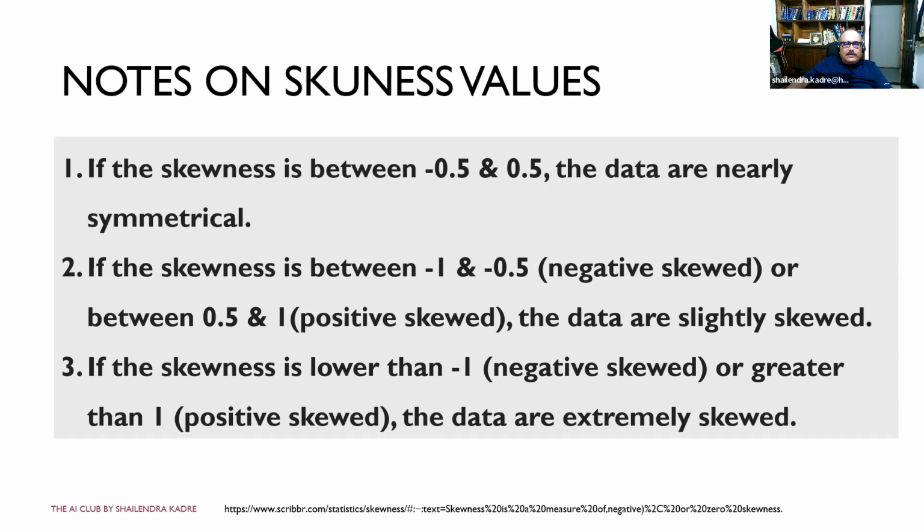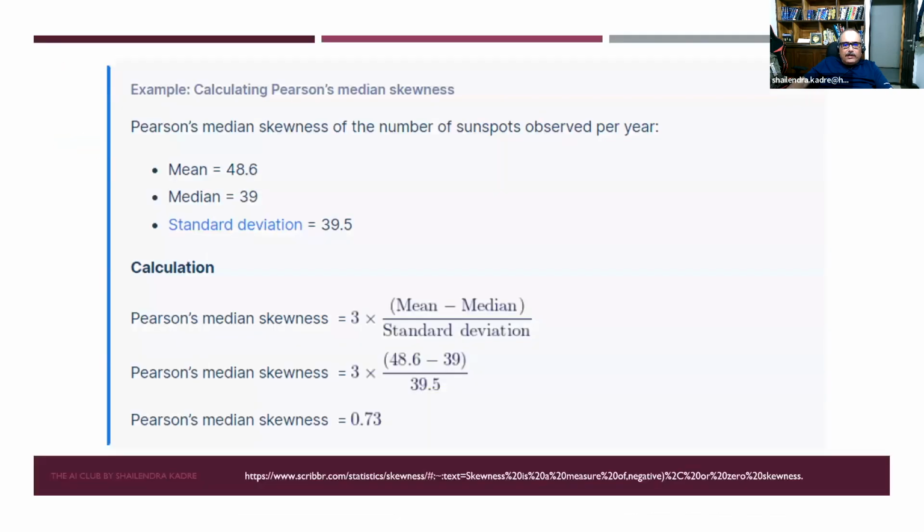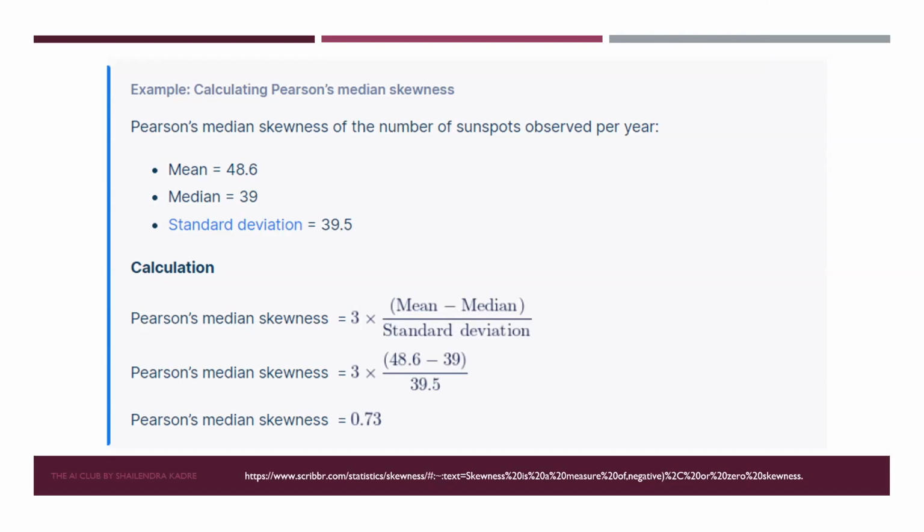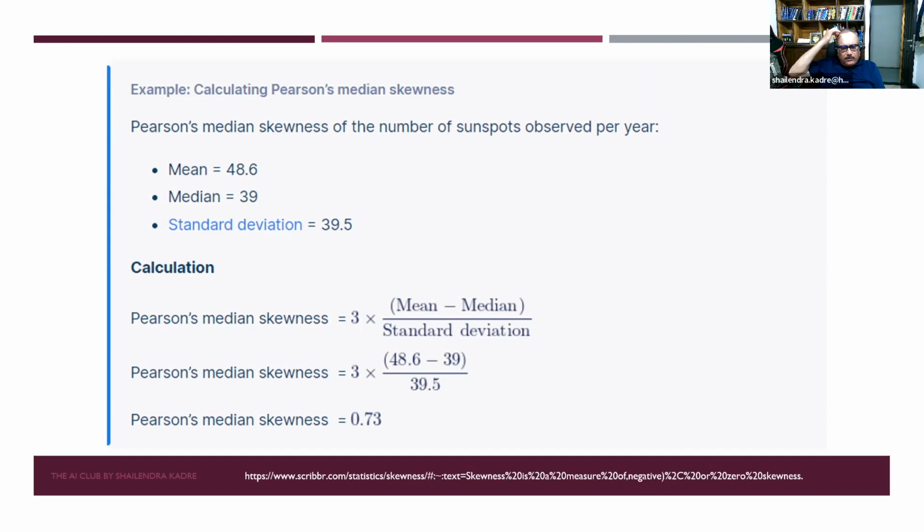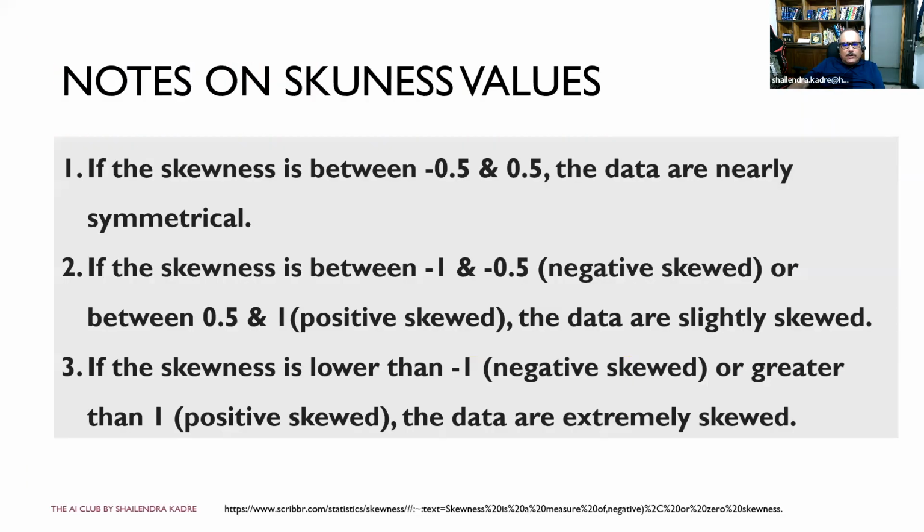Now you tell me, guys, this data, 0.73, how to interpret this? Gajendra, you have to interpret this now. Slightly positive skewed. Slightly positively skewed. Very nice. So this is slightly positively skewed. Okay. So now you got it. And so this is how you have to interpret it.